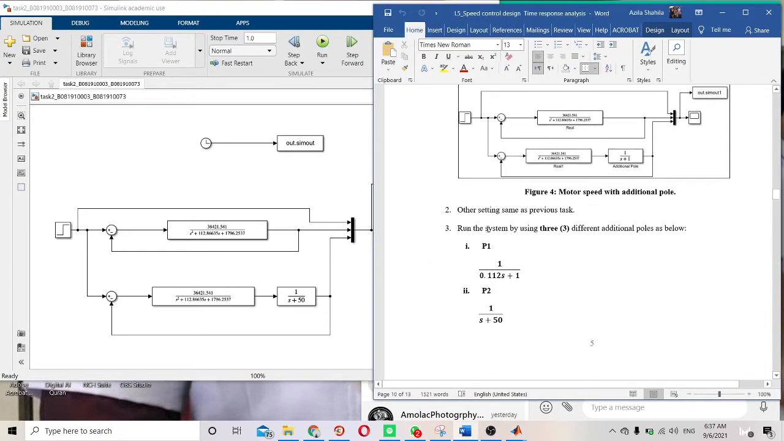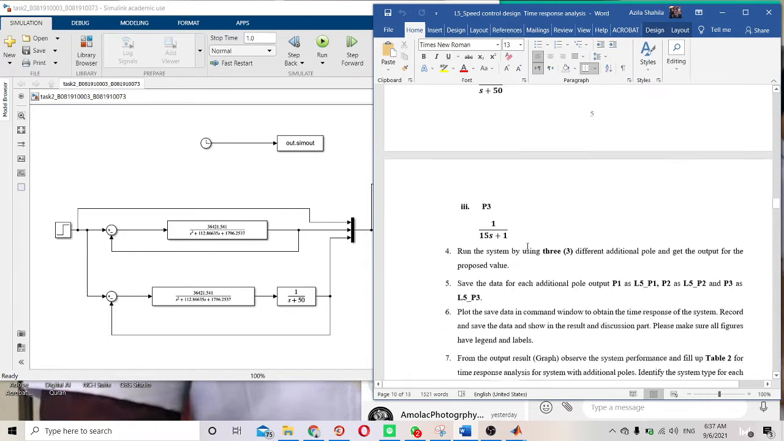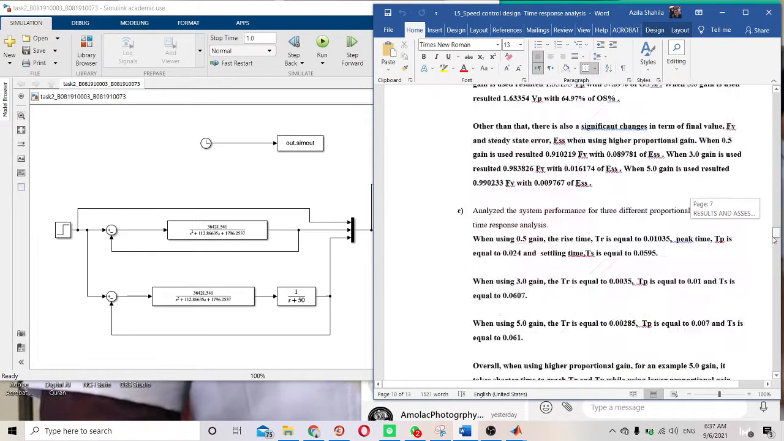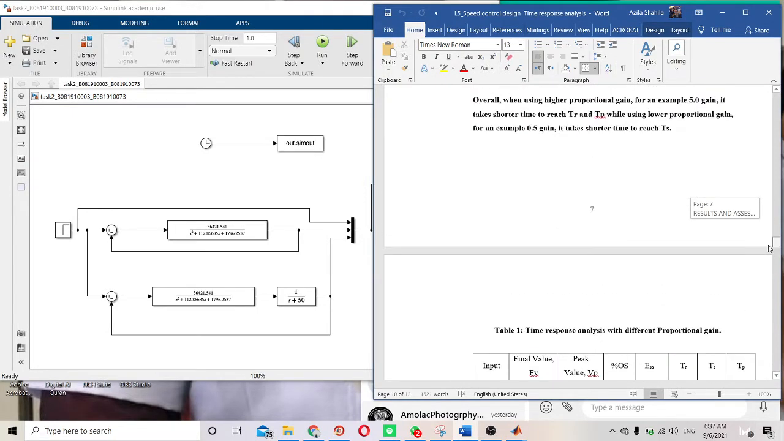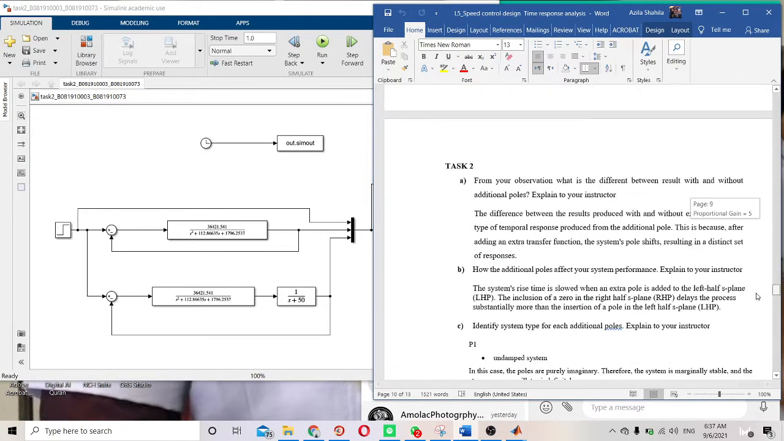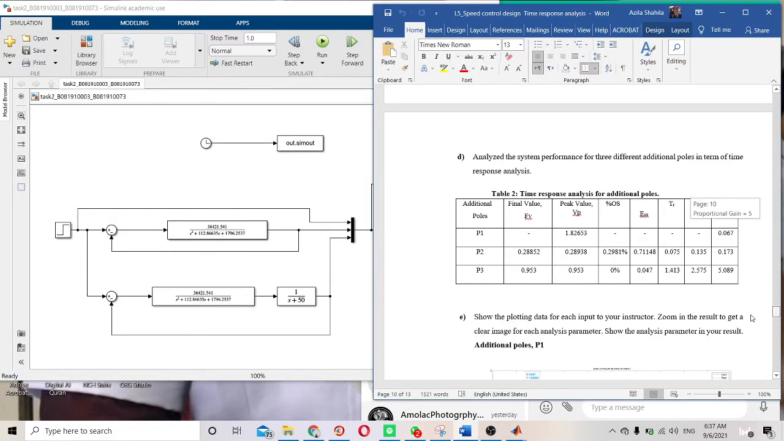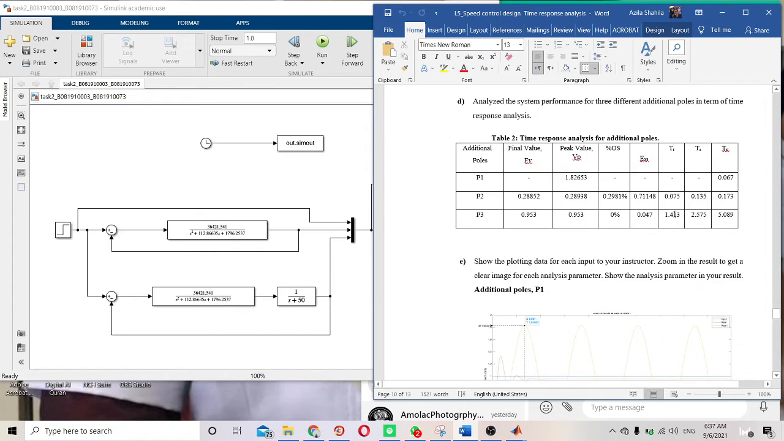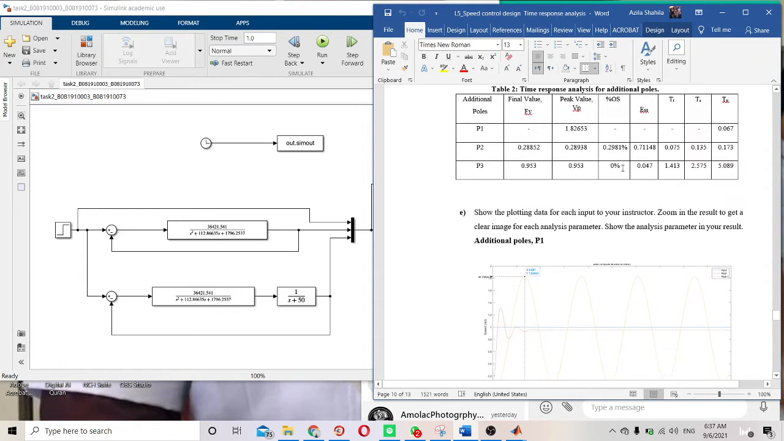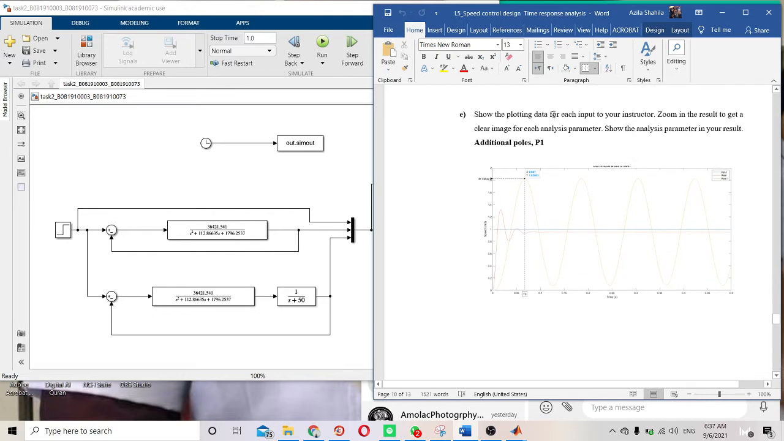We just move on to pole 1, where we can get the result as shown in the table that I constructed based on my task given. There are a few results that we will get from it: final value, peak value, percentage of OS, ESS, TR, TS and TP. So here is the graph from pole 1.